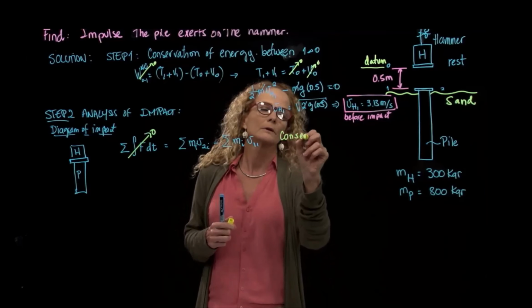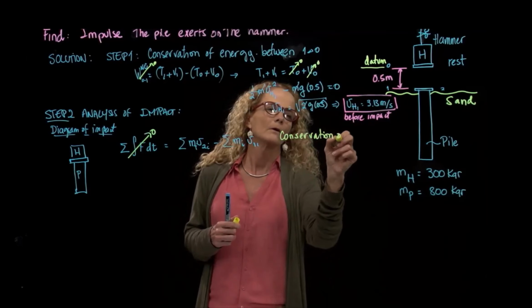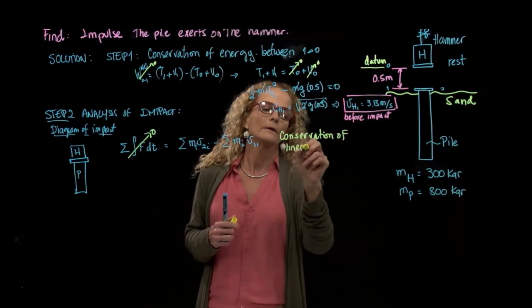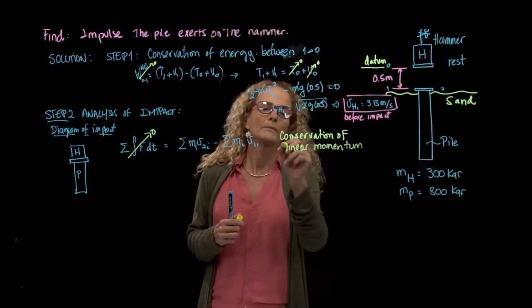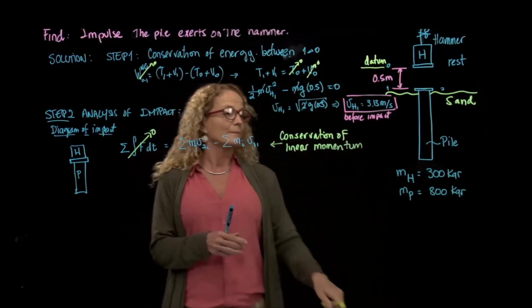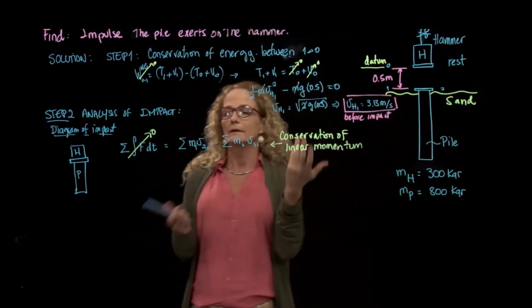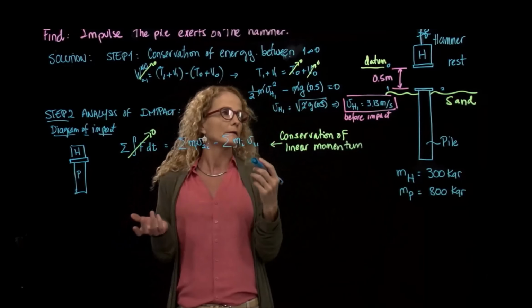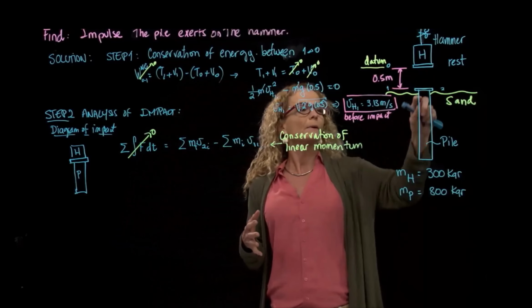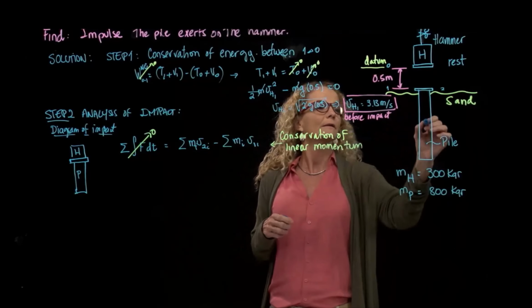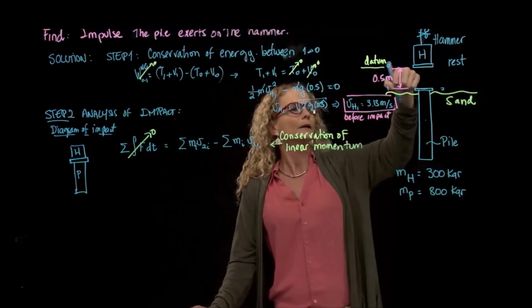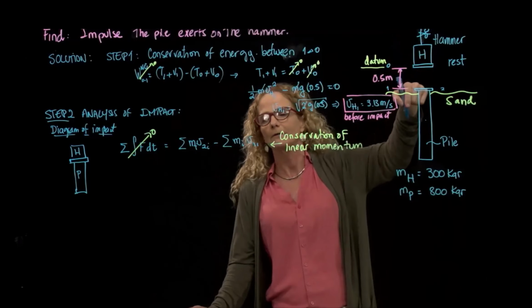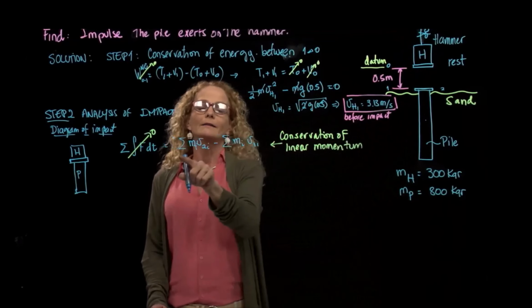Conservation of linear momentum. So we know that before the impact and after the impact there is conservation of linear momentum. Before the impact, the pile is at rest, and the hammer, we already calculated the velocity that it has right before the impact. This is what we want to find.